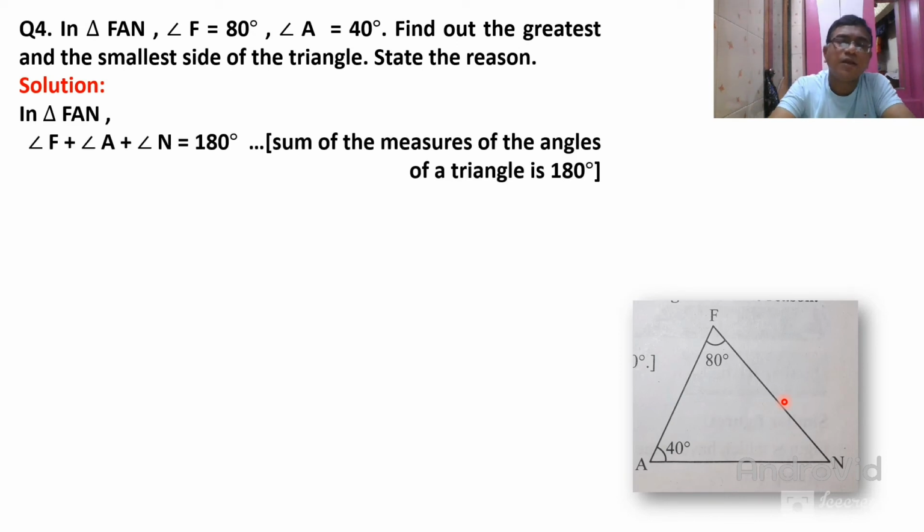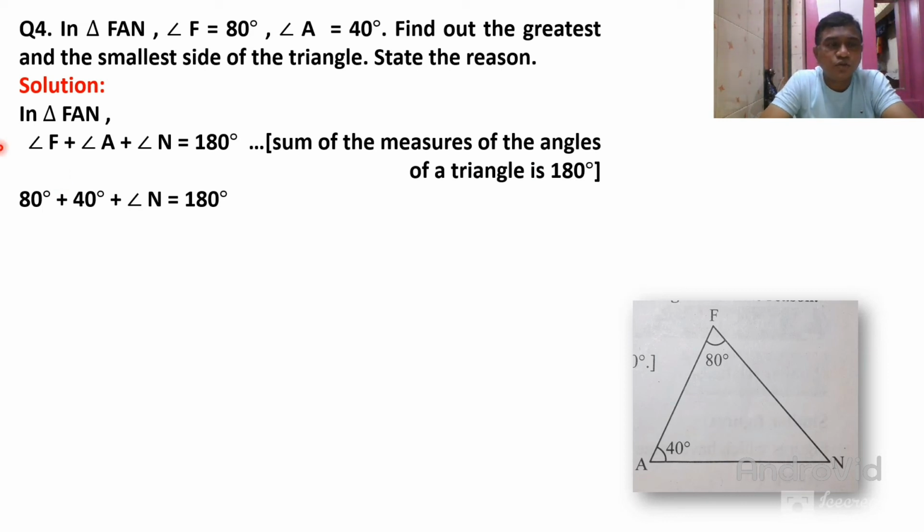Okay. So see, this is the triangle FAN. In triangle FAN, angle F plus angle A plus angle N is equal to 180 degree. The sum of the measures of the angles of a triangle is 180 degree. So write the values: angle F is equal to 80 degree, angle A is equal to 40 degrees, and angle N you want to find out.